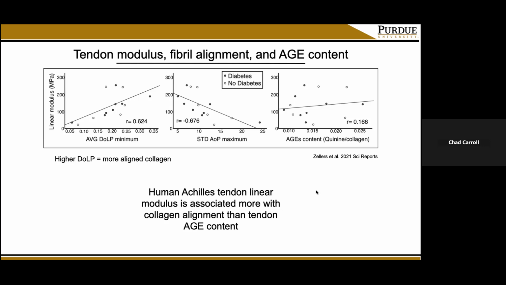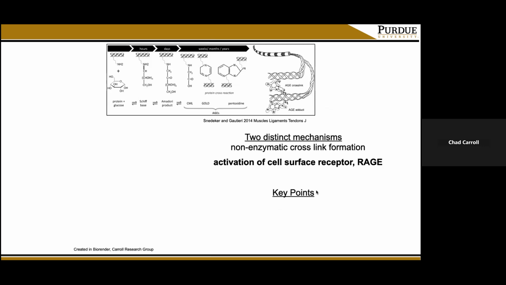Well, if you look over here, you can see that there's no relationship between the AGE content in the tendon and the stiffness of the tendon, whereas the stiffness of the tendon was much more related to these markers of disorganization. So concluding that even if there are more crosslinks in the tendon, the degeneration and disorganization of the structure is overriding that and reducing the mechanical function of the tendon. So that led us to, okay, well, what's causing this degeneration? What else could be going on?